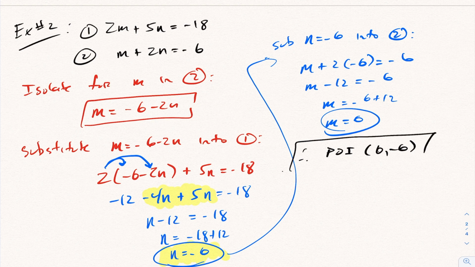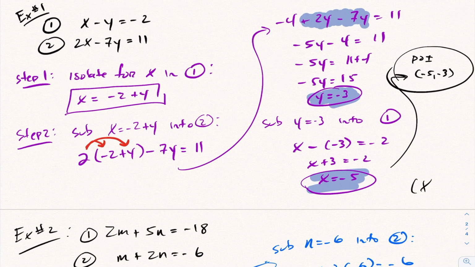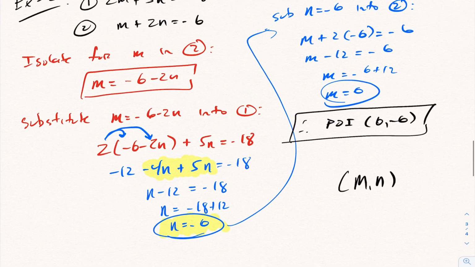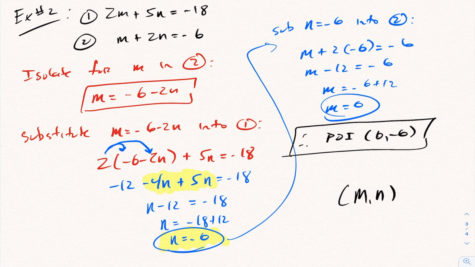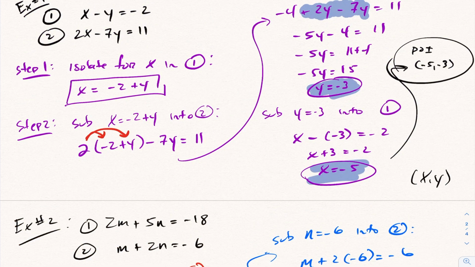Now notice here, a lot of times people have trouble with this. When you create your point of intersection, you're going to do it by alphabetical. So it's going to go m and n. Just as the previous question went x and y, you order the points, the coordinates, by the alphabetical order by the letter. So in this case here, m and n, and the previous one we had x and y.